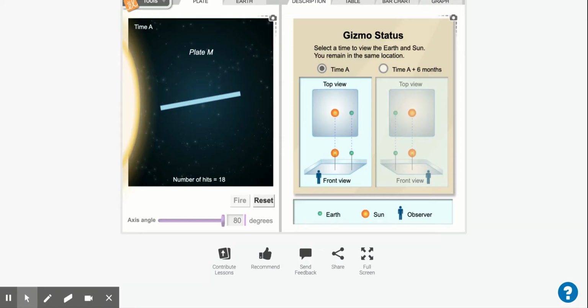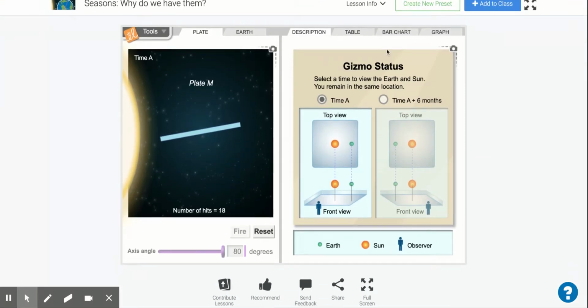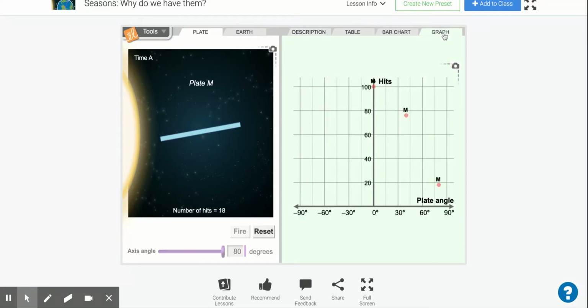Next says interpret. Select the graph tab. So the graph tab is right up here on the right, on the top, graph tab, right there. And this is the graph that it would be making. Okay, so you should get a better graph than what I have right now, but that's what they mean by select the graph tab.